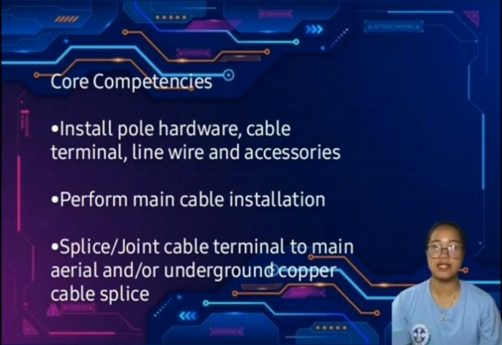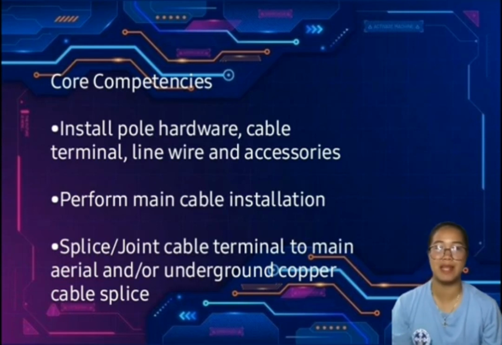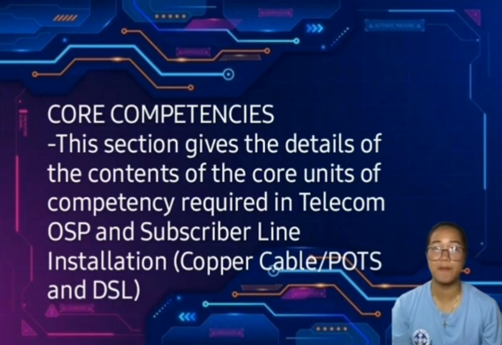First, install pole hardware, cable terminal, line, wire, and accessories. Second, perform main cable installation. Third, splice or joint cable terminal to main aerial and or underground copper cable splice. So what are core competencies?